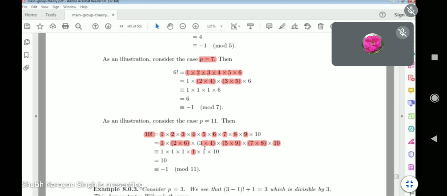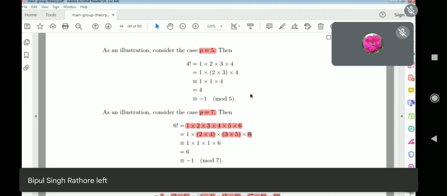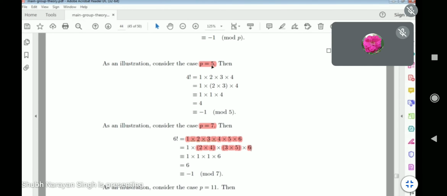So that's why we make groups of those elements which are inverse to each other. I will do the same thing in your proof part. See that p minus 1 remains here. This is p minus 1, 10 in this case. Here p minus 1 is the remaining element, because in case of p equal to 7, this is 6, p minus 1, and in p equal to 5, then this is the p minus 1 element.